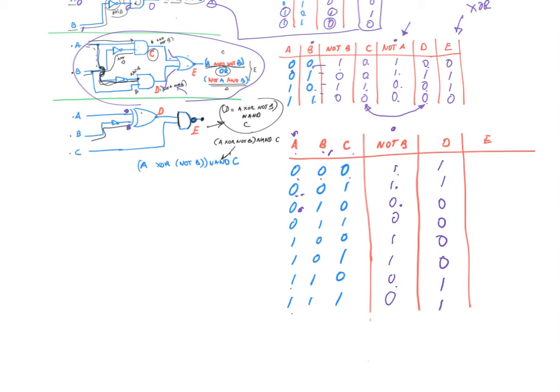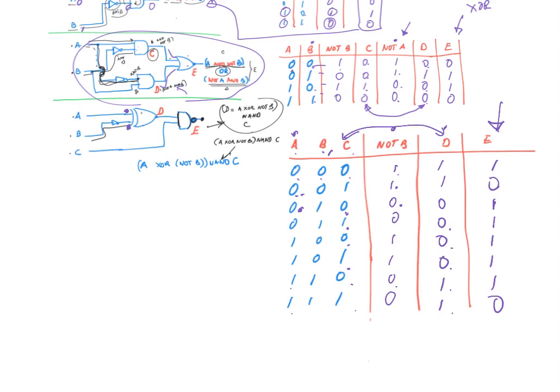And E is this column with C in a NAND gate. So 0 NAND 1 is 1, 1 NAND 1 is 0, 0 NAND 0 is 1, 1 NAND 0 is 1, 0 NAND 0 is 1, 1 NAND 0 is 1. Okay, so that's the result for E.